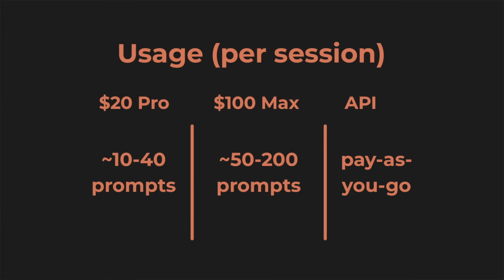The next major difference is usage. On the Pro plan, you get roughly 10 to 40 Claude Code prompts per session, depending on the length and complexity of your requests. For comparison, the $100 Max plan gives you about 5 times more capacity, in the range of 50 to 200 prompts per session. And the $200 Max plan gives you 200 to 800 prompts per session. And if you're using the API, your usage is pay as you go.